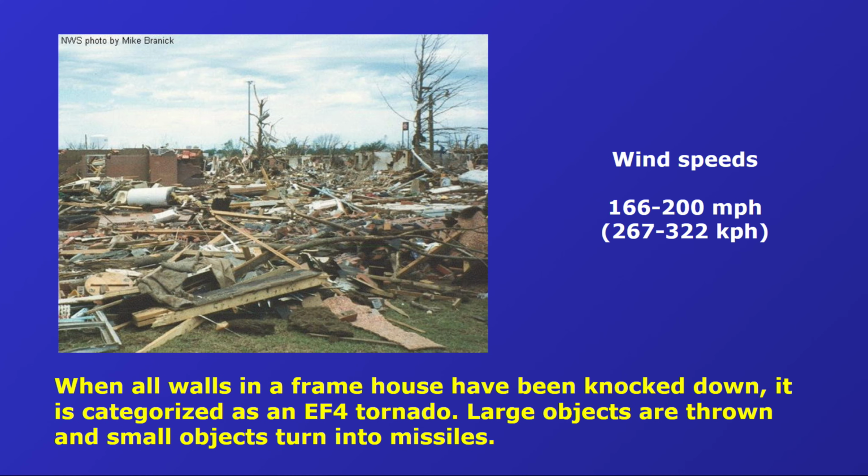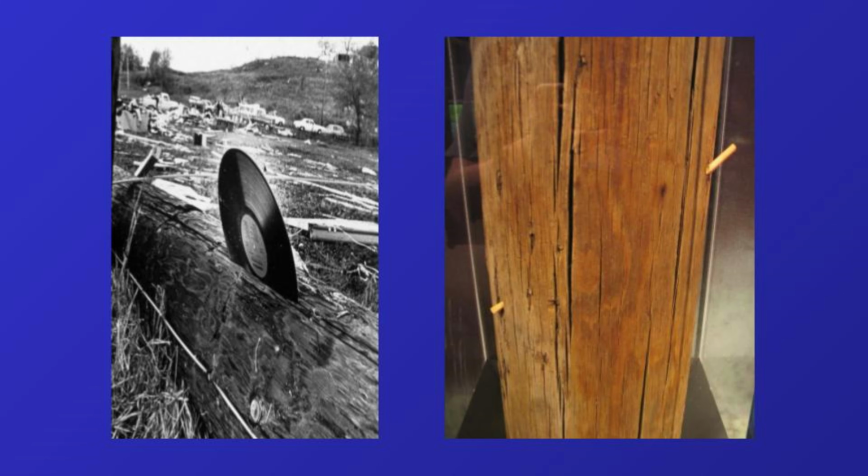As you've probably guessed, EF4 means that all parts of the house have been knocked down. There are no walls, inner or outer, standing, and so the house is just a pile of rubble. At this point, the wind speeds are typically higher than most hurricanes, 166 to 200 miles an hour, and large objects like cars can be thrown very long distances. Trains can be picked up and thrown.